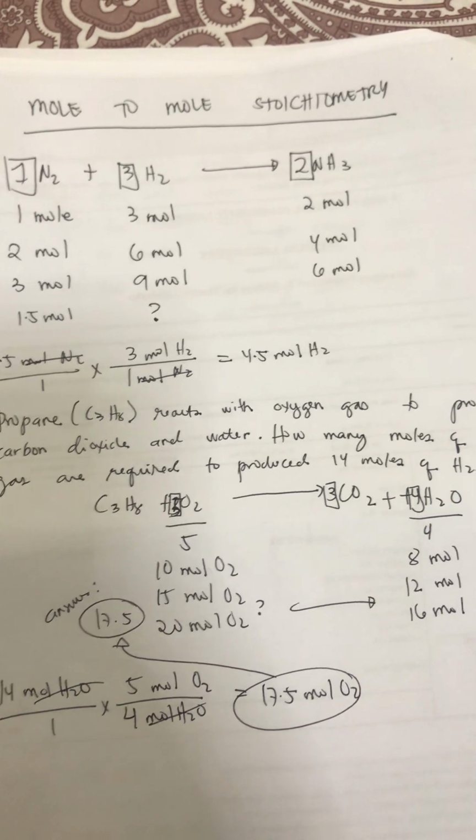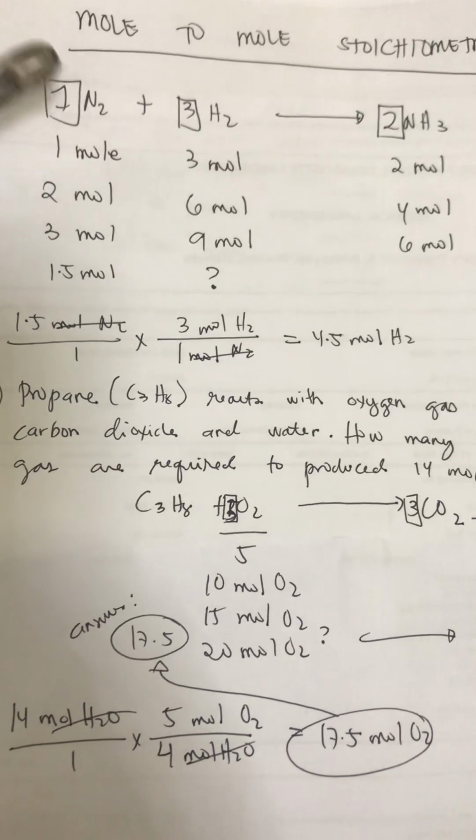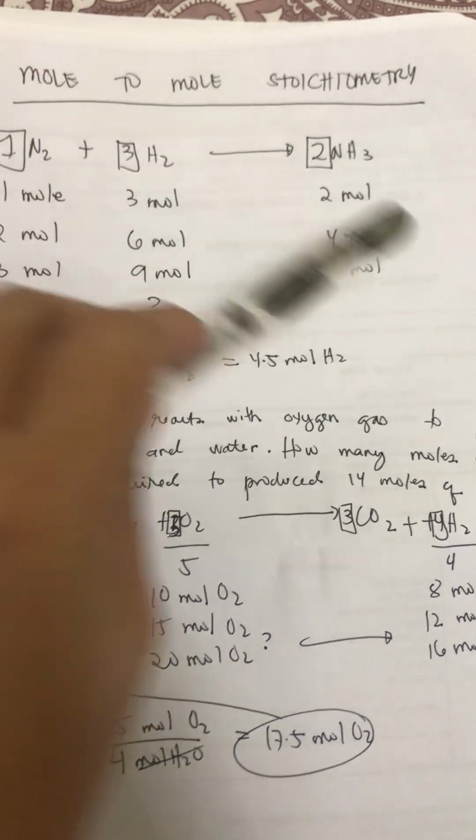Good morning. Today we will discuss how to convert mole to mole stoichiometry. For example, nitrogen plus hydrogen will produce ammonia.